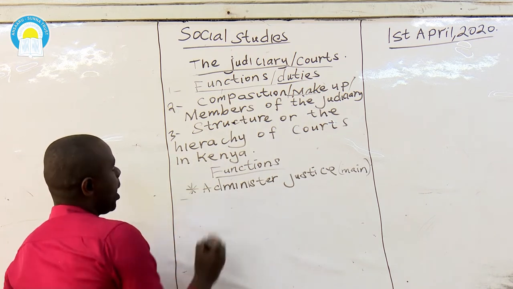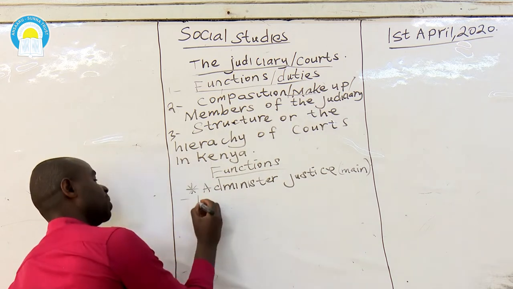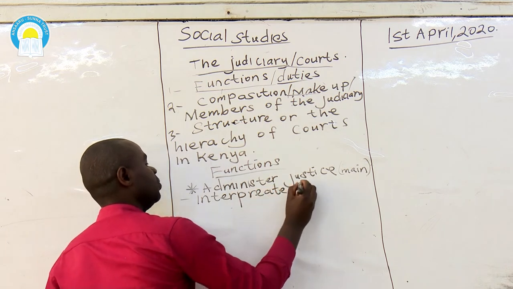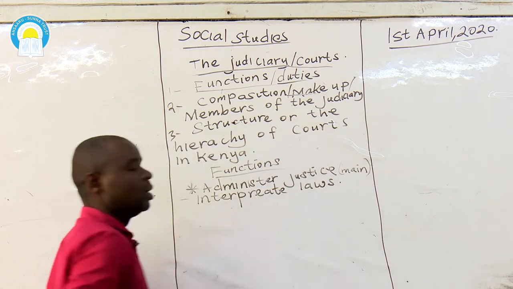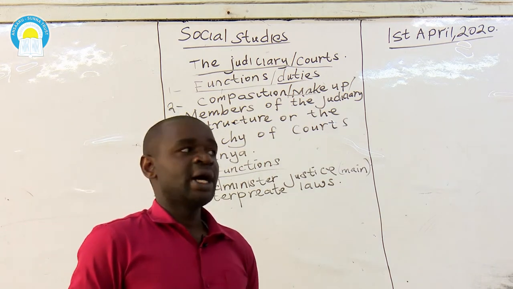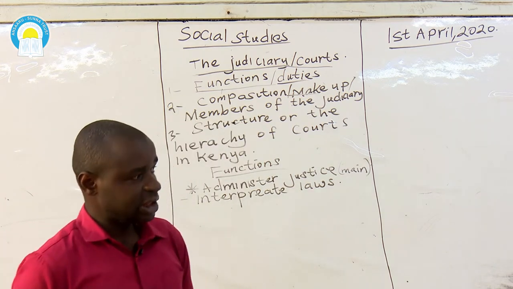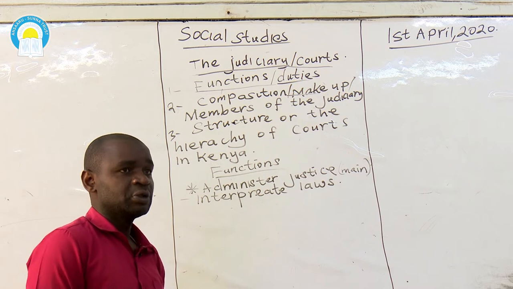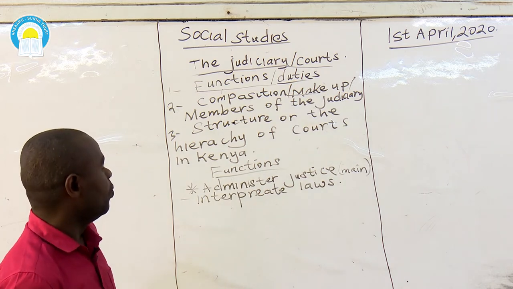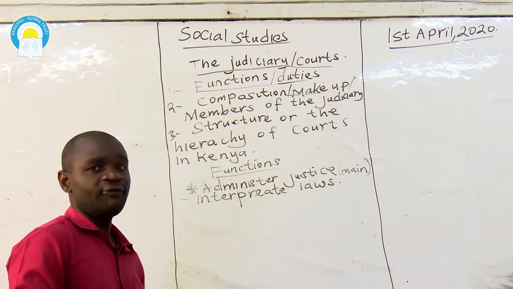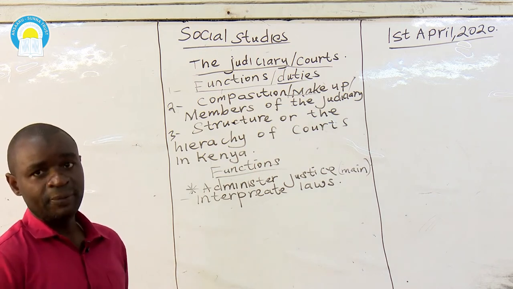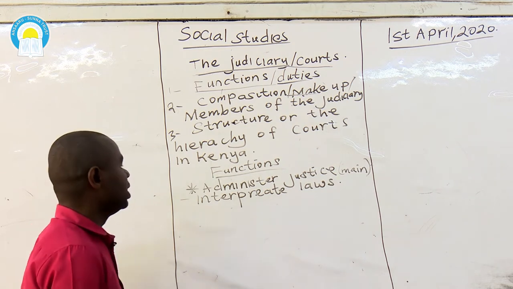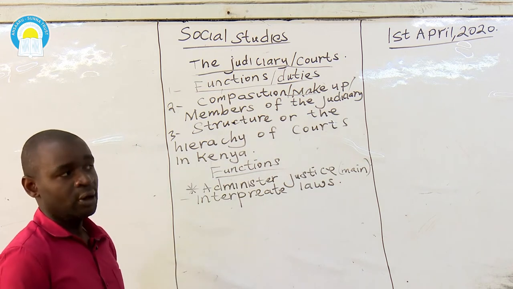Then secondly, to interpret laws. The judiciary also assists us to interpret what we call laws. As we know, not all of us are lawyers. And even the judges, even the magistrates who work in our courts, they must follow the Constitution. So it is the judiciary which assists us to know that if I commit such a mistake, then I'll be liable for which type of punishment. So that one is the second function of the judiciary.